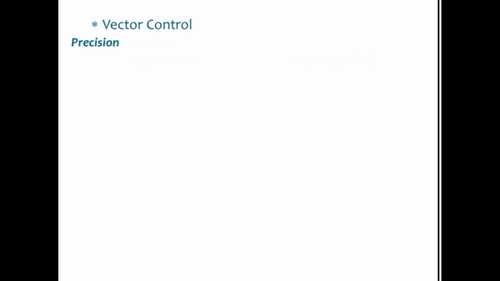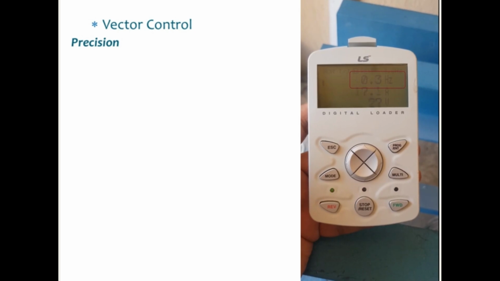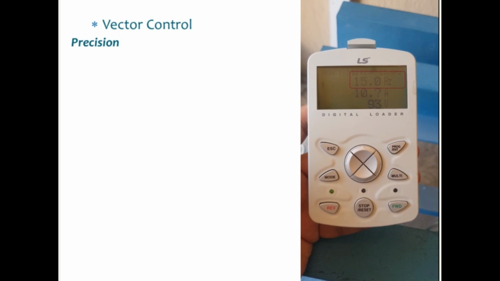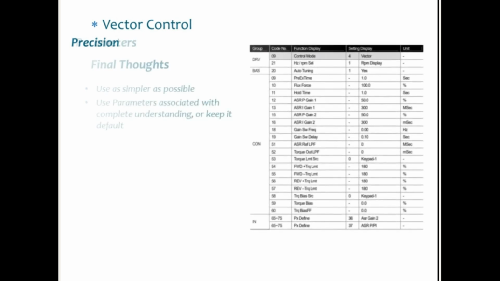Now in the second video, we will focus on precision. Just notice the frequency. As soon as the motor dips, the VFD gets the feedback and it brings it back to the commanded frequency, which is 15 Hz. This is possible because we have an encoder to give feedback. If this was the case with V over F, we couldn't know if the motor is on the commanded speed or not.